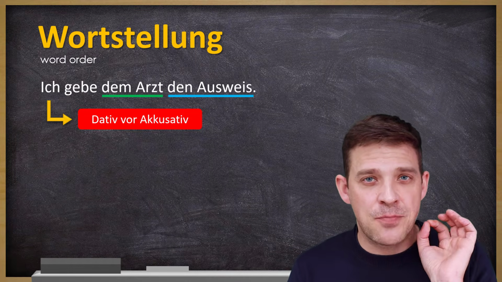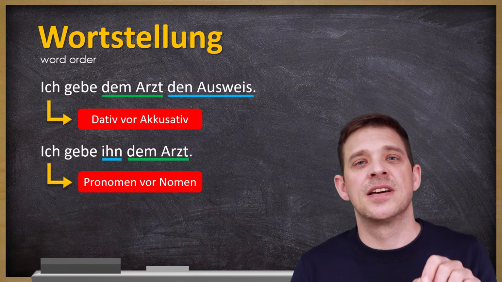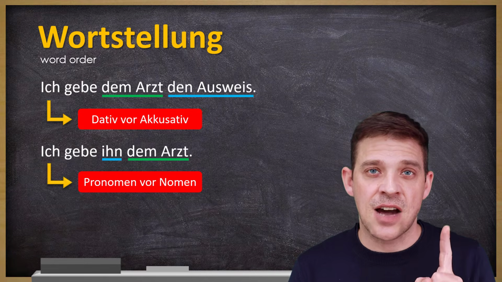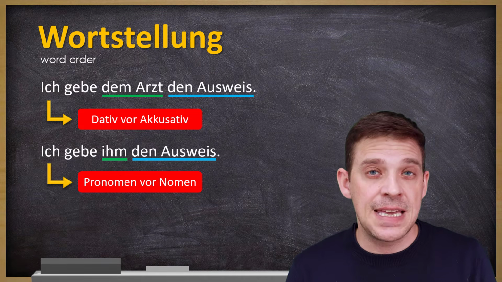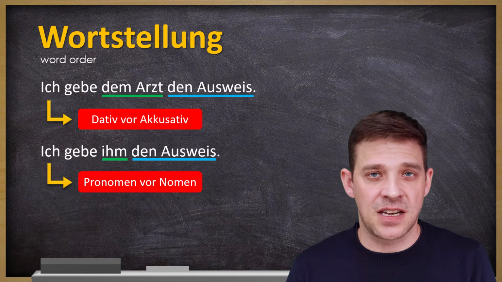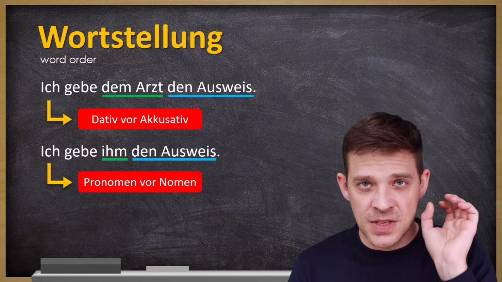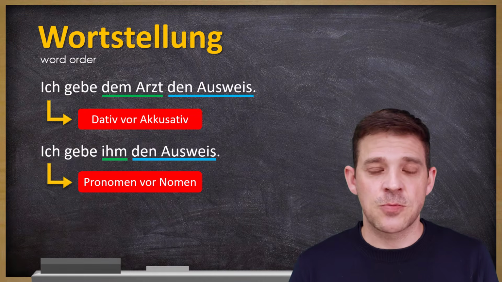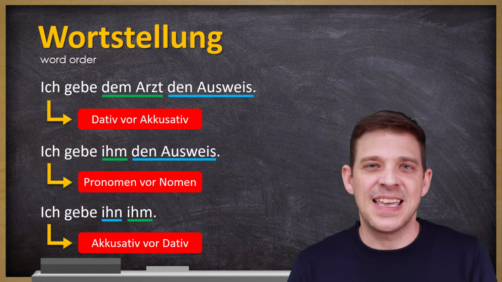Now, if you have a pronoun, then it changes. Then the pronoun comes first, so the pronoun stands in front of the noun. So ich gebe ihn dem Arzt. Or also, of course, you could say, ich gebe ihm den Ausweis. I give him the ID card. So it doesn't matter if it's the accusative pronoun or the dative pronoun, always the pronoun comes first. But when we have two pronouns, what about then? Then the rule is accusative vor dativ. Ich gebe ihn ihm.